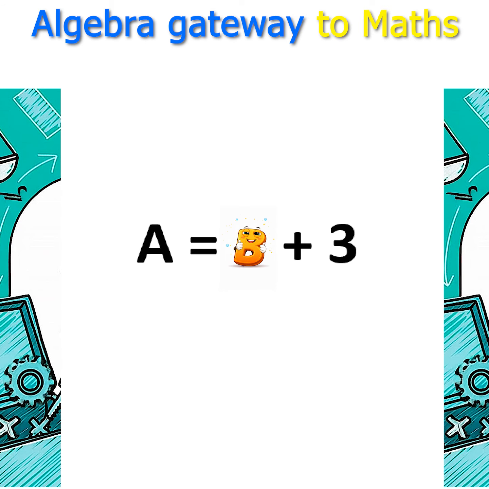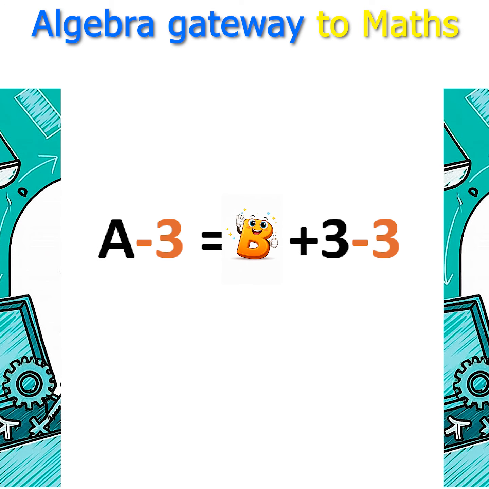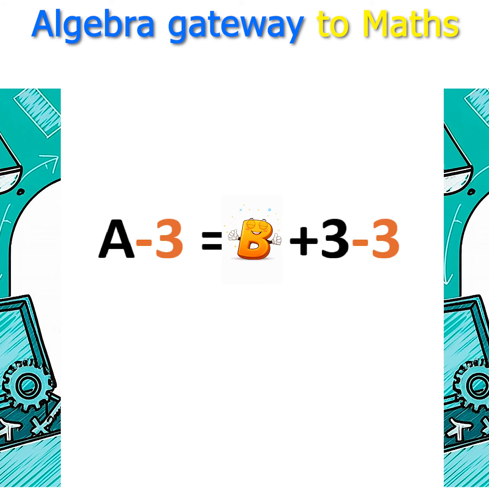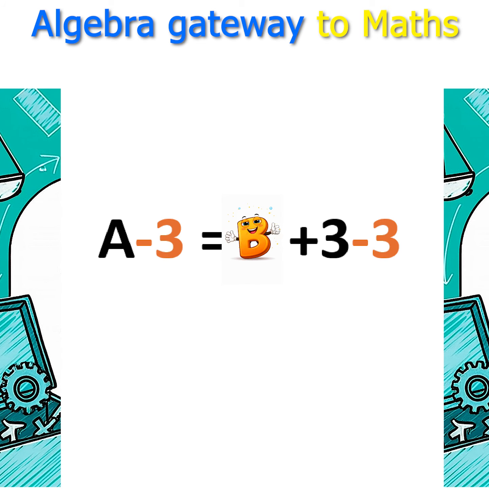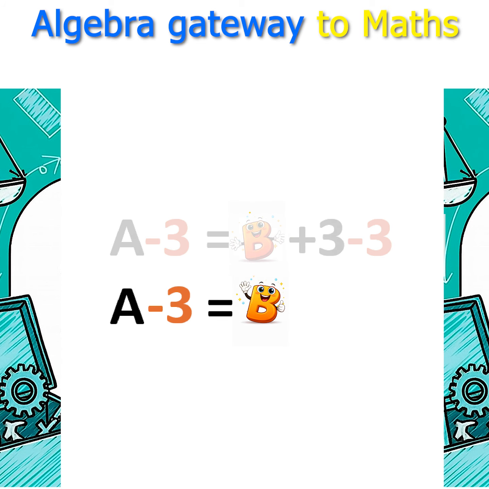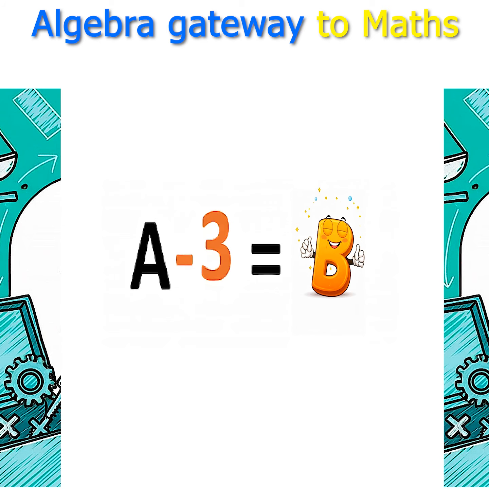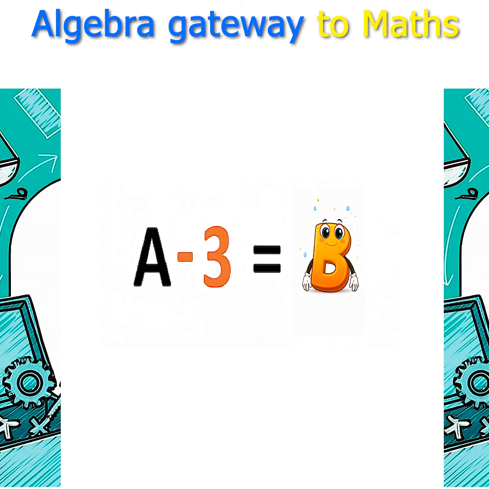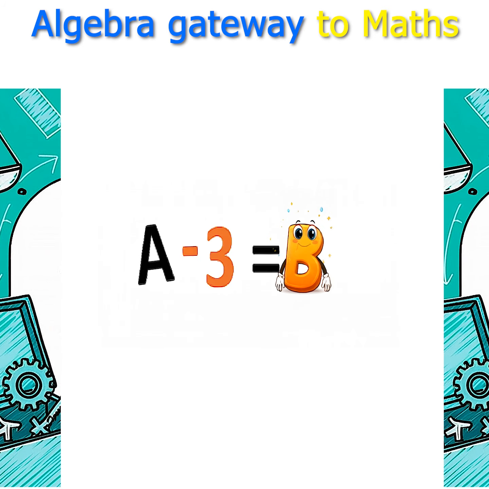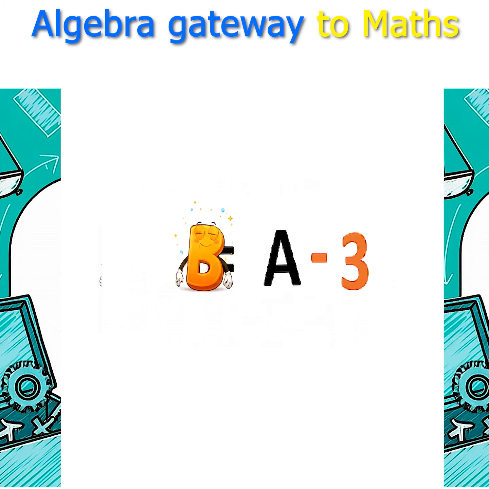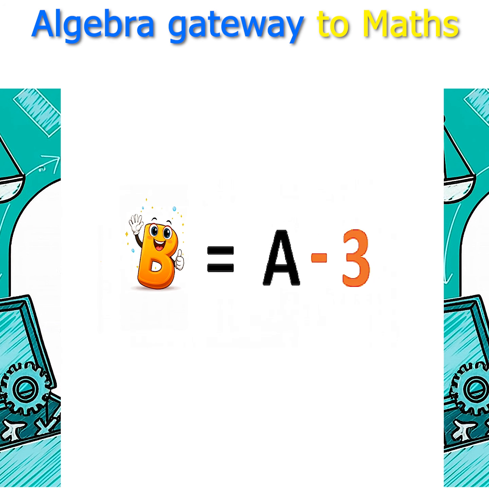Since 3 is added to B, we must subtract 3 from both sides to remove 3 from B. The final result is A minus 3 equals B. The convention is to present the subject on the left-hand side. So it looks like this. B equals A minus 3.